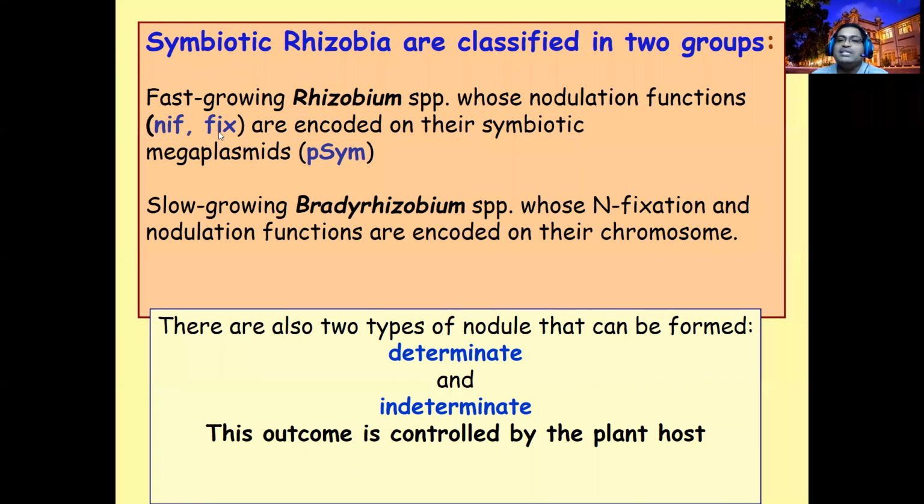So this NIF and FIX gene, in the rhizobium, there are two genes present. The main gene is the NIF gene. Another one is the FIX gene, right? For the bradyrhizobium, they are encoded in their chromosomes. There is no specific gene, so they can encode the protein from their chromosomes.